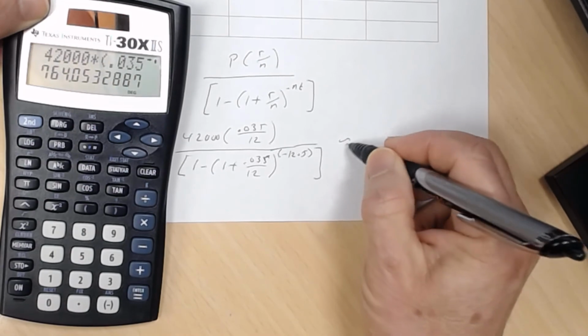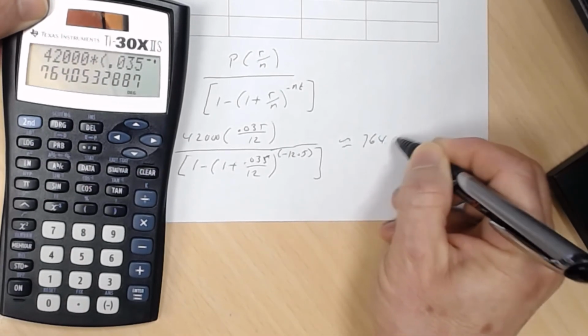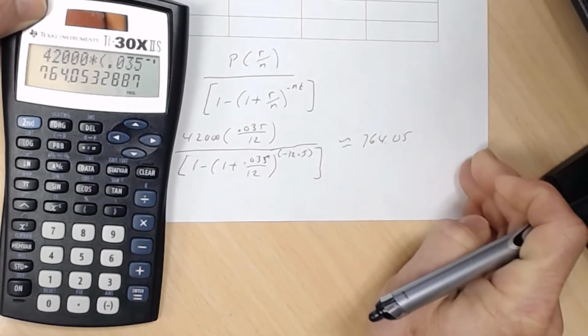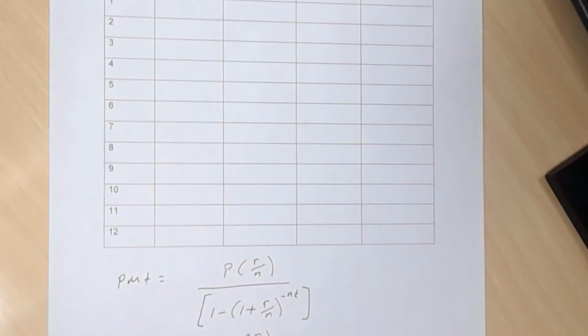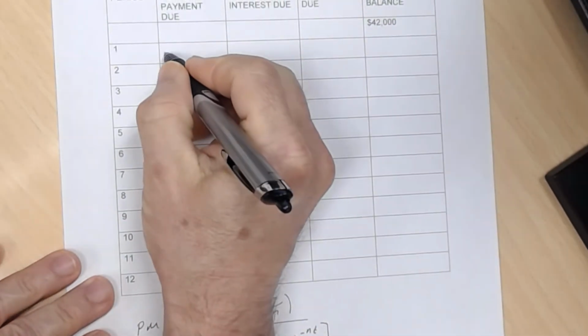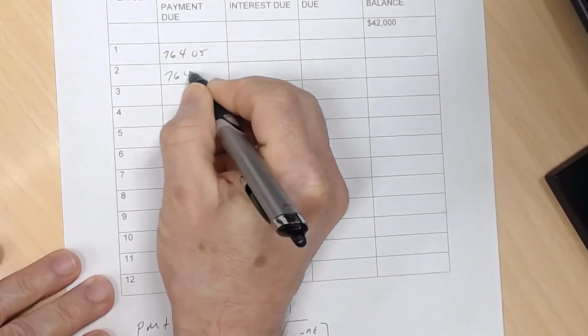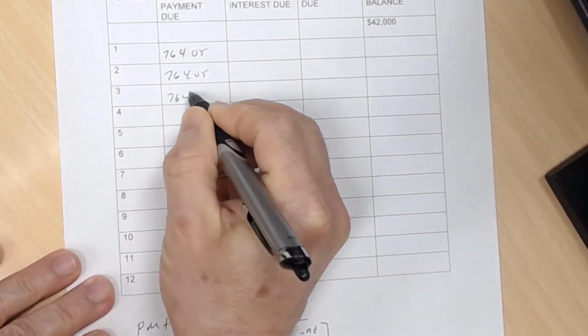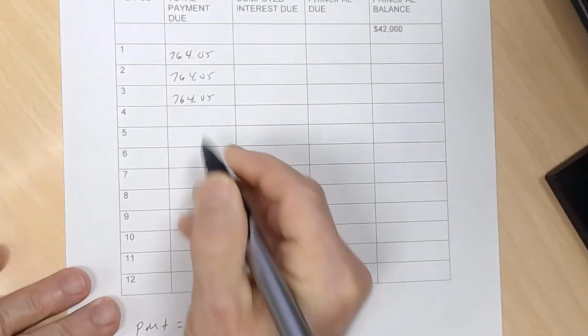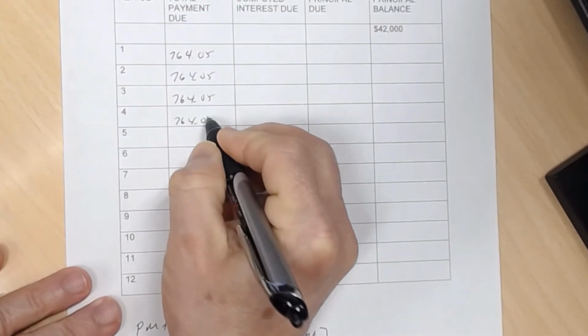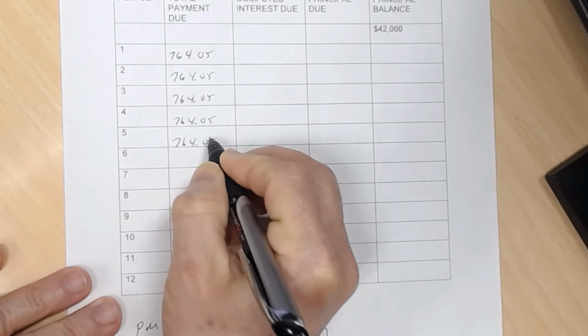$764.05. So that is your monthly payment. That is what goes in this column: $764.05, $764.05, $764.05, and so on.